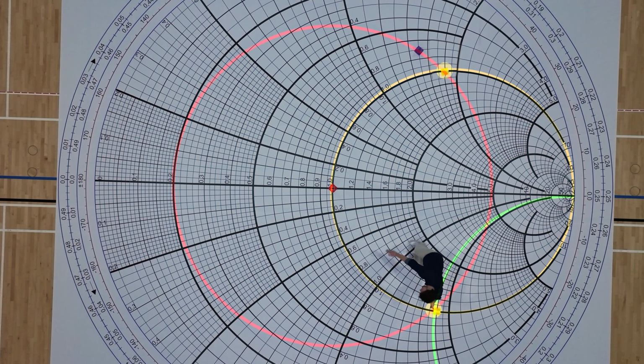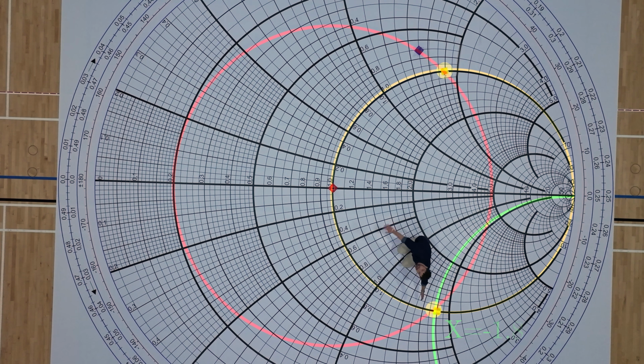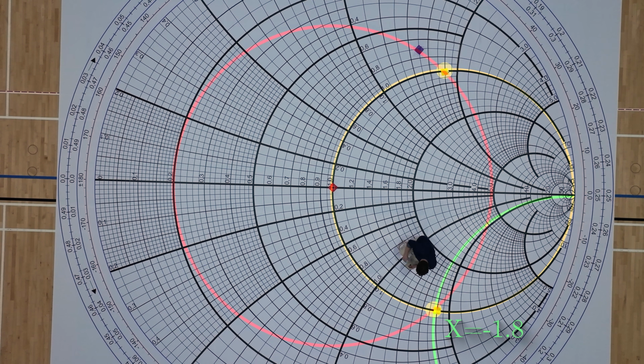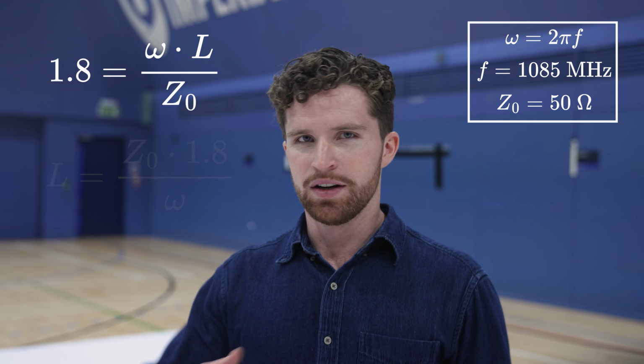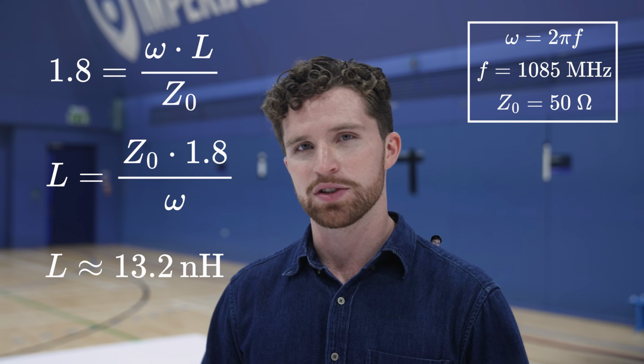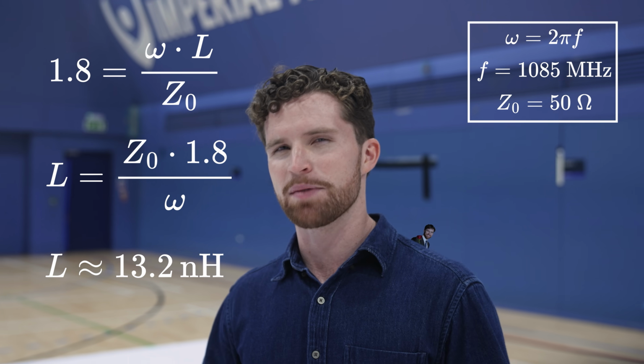Now all we have is this remaining reactance. In this case, it's on this circle, so it's roughly negative 1.8. All that's left to do is cancel it out, like what we did before. In this case, since it's a negative capacitive 1.8, we can just add a positive inductive element in series. The equation's pretty simple: 1.8 equals omega L over Z naught. We rearrange, and we get 13.2 nanohenries. So we can try adding something like that in the lab.